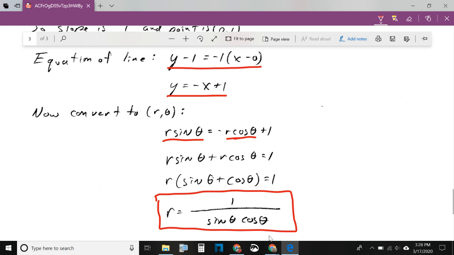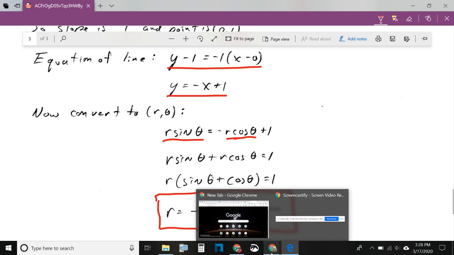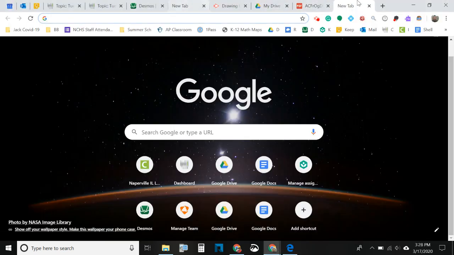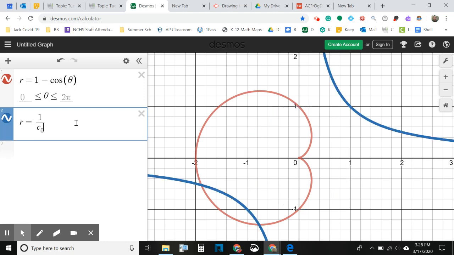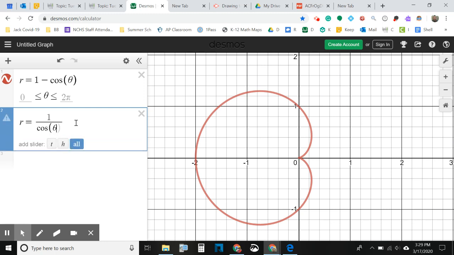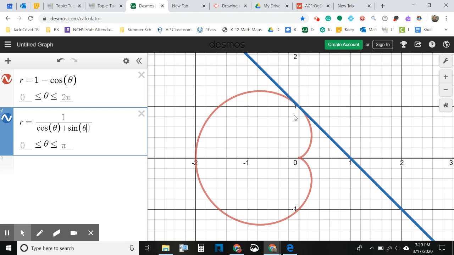So it's hard for us to see that because we're so used to rectangular coordinates. So if I look at a graph that I have here, this is the function we have. If I take 1 divided by r is equal to 1 divided by cosine of theta, okay, and then we had times sine theta. It was plus sine theta. Okay, we find that we came up with our tangent line at that point right there.